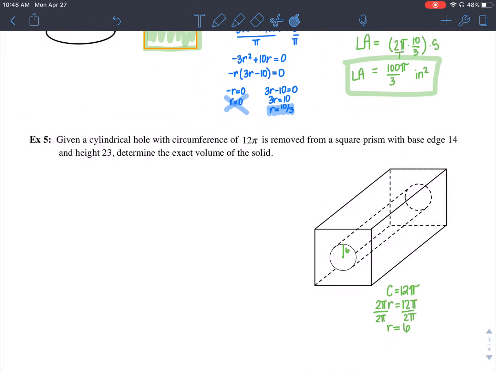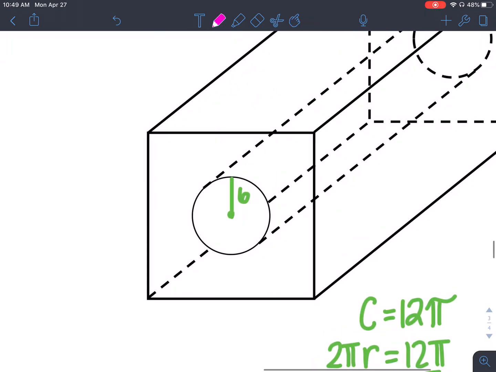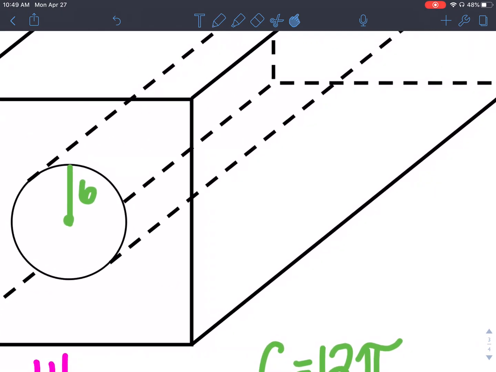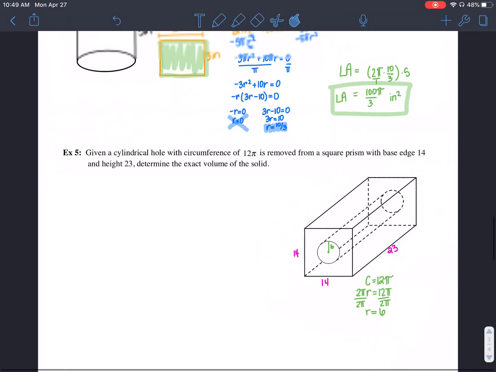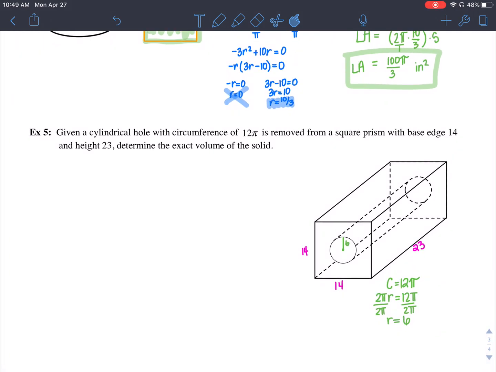Is removed from a square prism with a base edge of 14. So remember, we named prisms by their bases. So now I know that this is a square, which means all sides are congruent. And then my height was 23, so the distance between the bases is 23. Determine the exact volume of the solid.